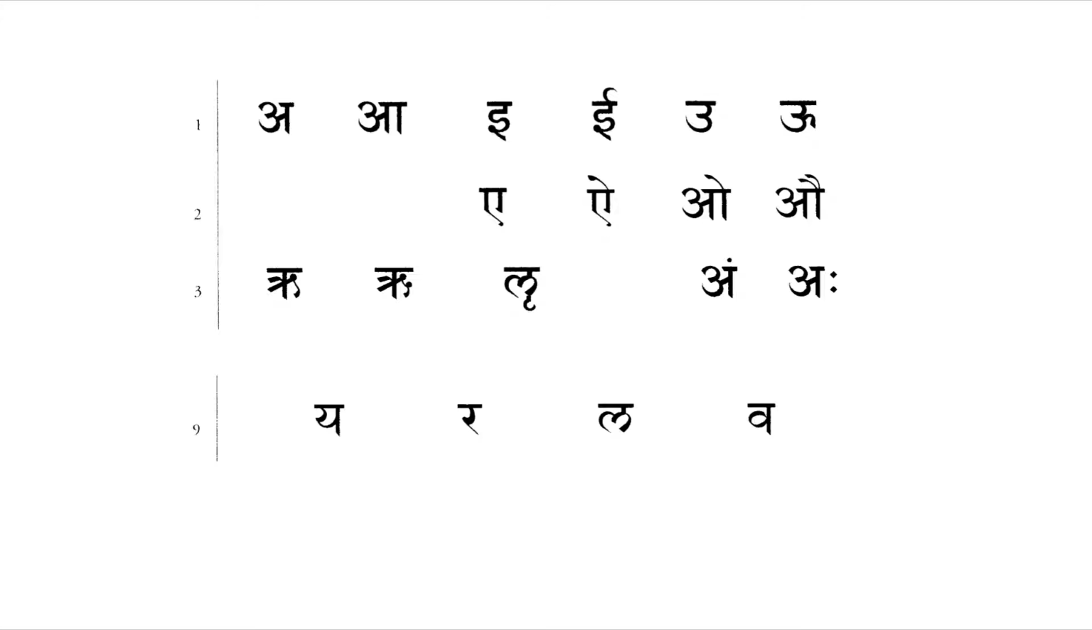The 4 semivowels are ya, ra, la, va. Notice that the semivowels, unlike the simple vowel sounds, go in the order of the mouth positions. Ya, position 2. Ra, position 3. La, position 4. And Va, position 5.